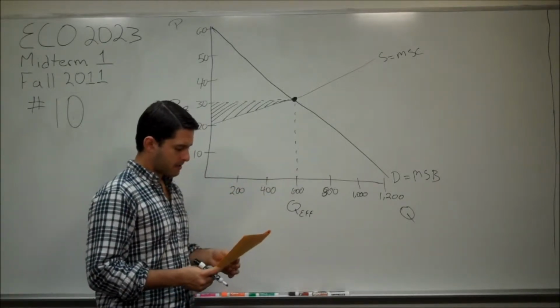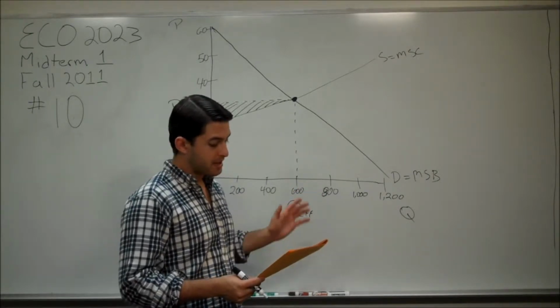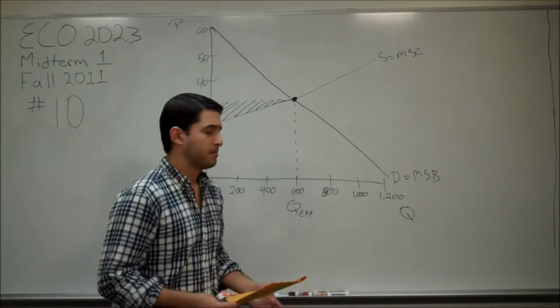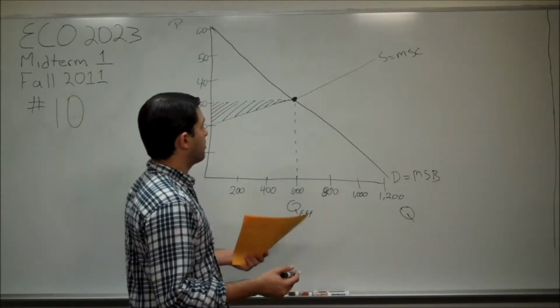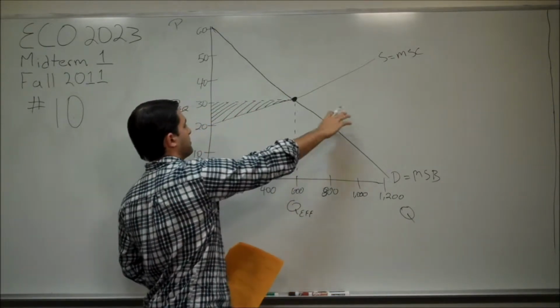And problem 10 reads, the figure above shows the market for umbrellas. If the population increases, then the efficient quantity of umbrellas blank and the producer surplus blank. So it wants to know what happens when the population increases. First thing we have to do is figure out how that affects the supply and demand curves.